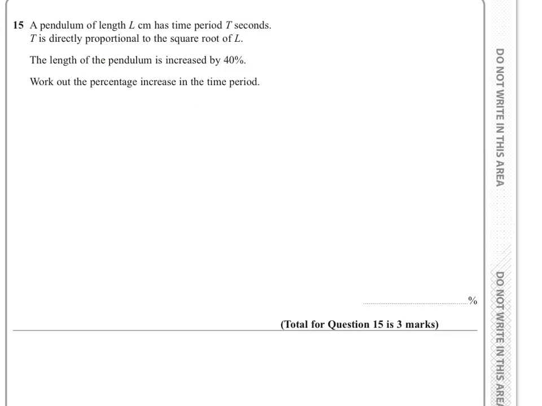Question 15. A pendulum of length L centimetres has time period t seconds. And it says, firstly, t is directly proportional to the square root of L. Now, having seen this question for the first time, I find this quite difficult actually. The length of the pendulum is increased by 40%.